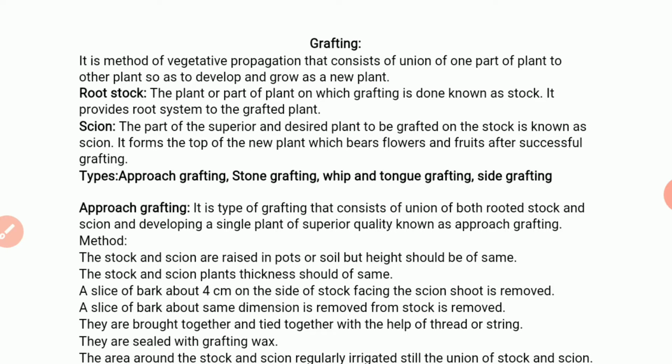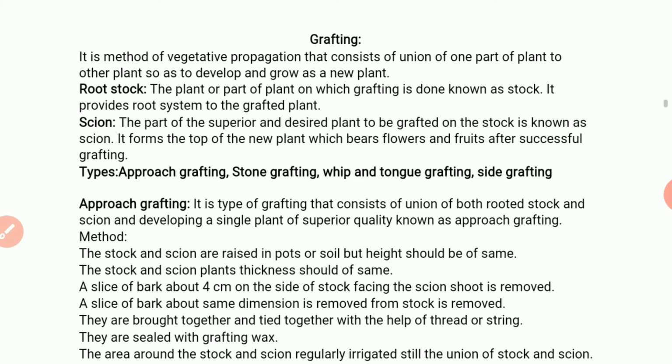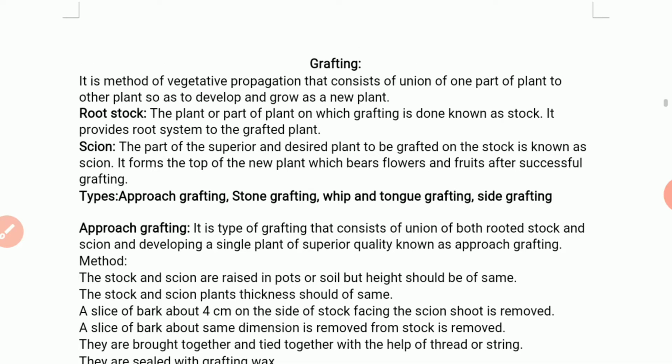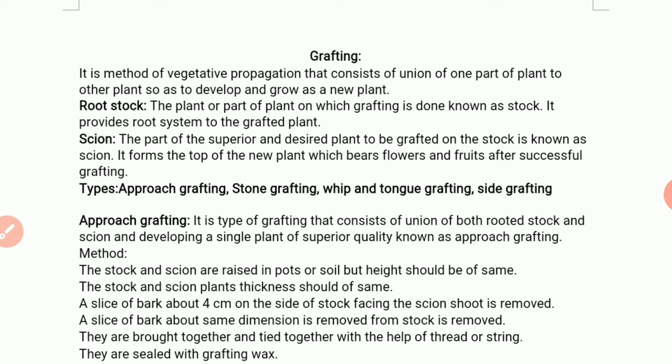It is a method of vegetative propagation that consists of union of one part of a plant to another plant so as to develop and grow as a new plant. So grafting involves two parts of plants. One is a stalk and another one is scion. Stalk is the plant part on which we insert a scion, and the scion is a plant part which is inserted on the stalk.